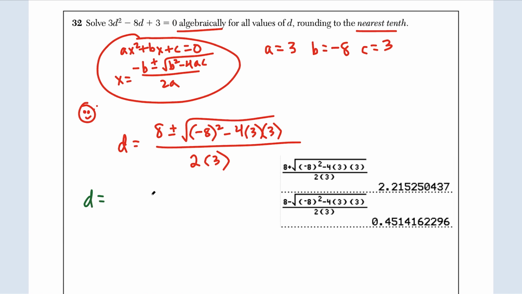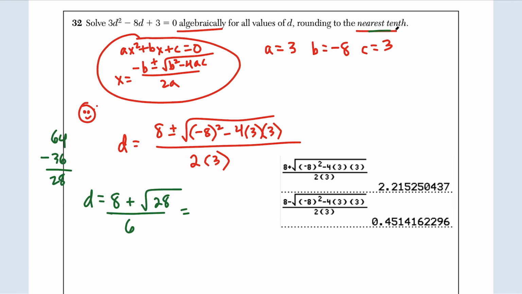We have d equals, and I'll simplify this a little bit. We're going to have 8 plus, and then under the square root, we have negative 8 squared is 64. And we're subtracting, we have 4 times 3 is 12, times 3 is 36. So we're doing 64 minus 36, which is 28. So we're going to have 28 under the radical. And then we're dividing by 2 times 3 is 6. And the 8 plus square root of 28 over 6 simplified to this here.